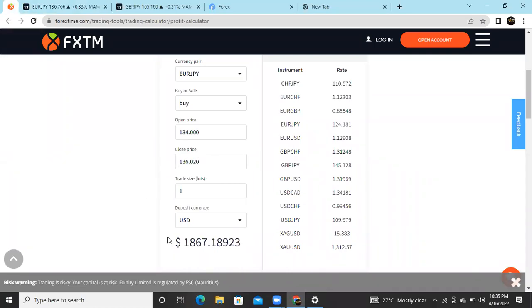136.020. Now, USD. What this means is that if you're using one lot size, you've made 1,867. If you're using 0.1, you have made $186. If you're using 0.01, you've made $18. And on a $100 account, this is the best you can use. And you're making $18 from just one analysis. Isn't that enough for you?